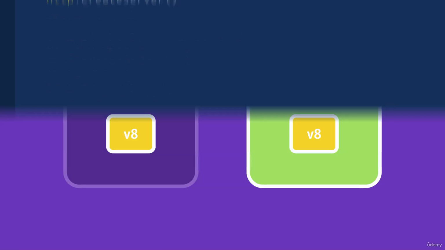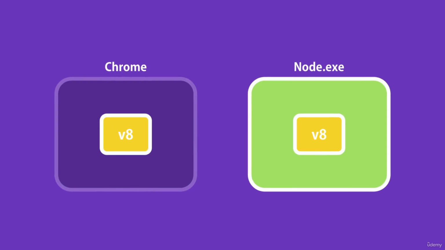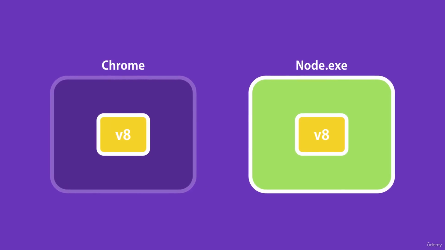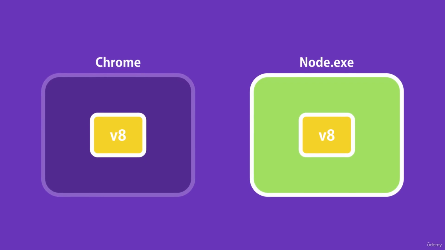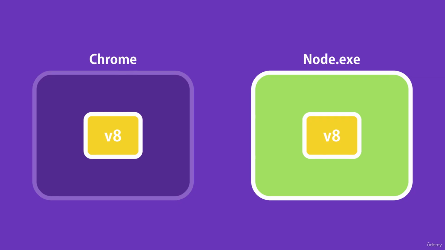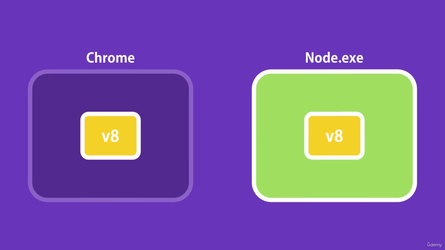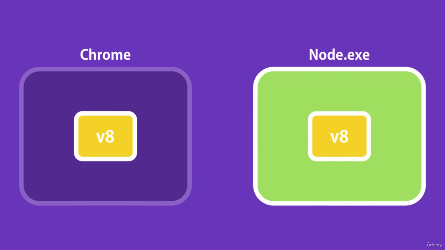So, in essence, Node is a program that includes the V8 JavaScript engine plus some additional modules that give us capabilities not available inside browsers. We can work with the file system or the network and so on. Both Chrome and Node share the same JavaScript engine, but they provide different runtime environments for JavaScript.